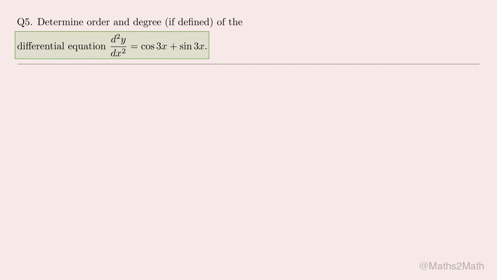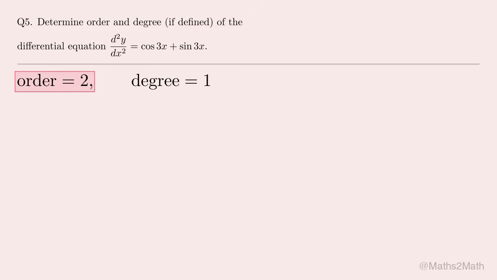Question 5. The right side has no derivatives at all. Order is the highest derivative. Degree is its power once the equation is polynomial in derivatives. Second order, first power, order 2, degree 1.